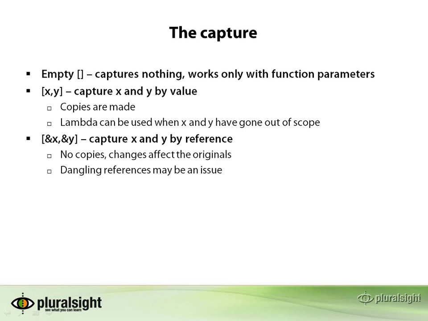If I want, I can capture x and y by reference. So you can imagine that the member variables are now integer references instead of integers if x and y happen to be integers. We're not making copies. If I make a change to x and y in the lambda, that change will be reflected in the original calling scope that those values came from.